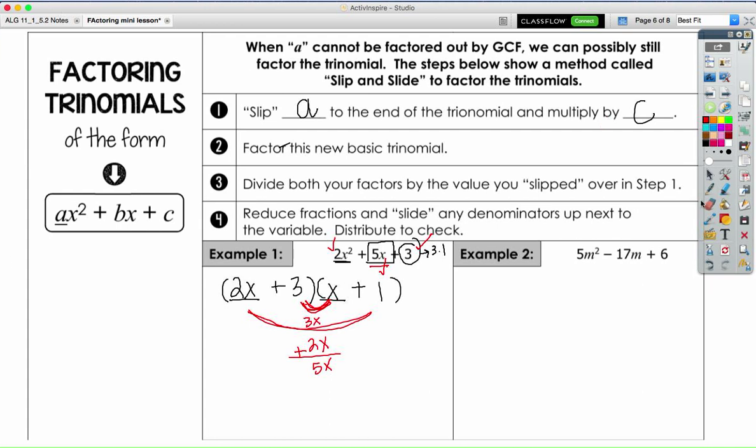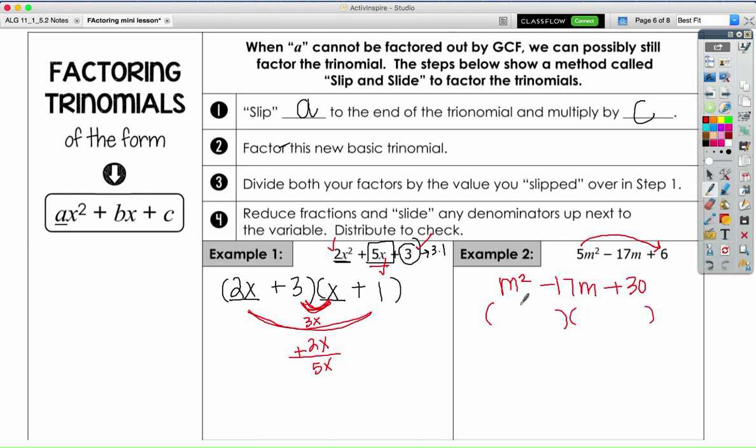On the other one, we're going to try this other method, which is just trying to accomplish the same thing of finding the factors. And so if I use this method, we multiply a by c. So we're going to slide the 5 down and multiply it by 6. And so we'll be left with m squared minus 17m plus 30. We will then factor this new trinomial.